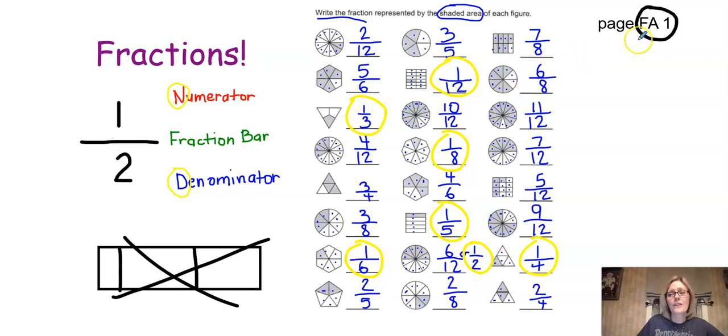Now, if you'll notice, you have another page right behind this one called FA2. If you'd like, you can solve that page and you can have your parent check it, or if your parent would like to text me or email me, I can send them a picture of the answer page if they like, but it's pretty simple to grade.